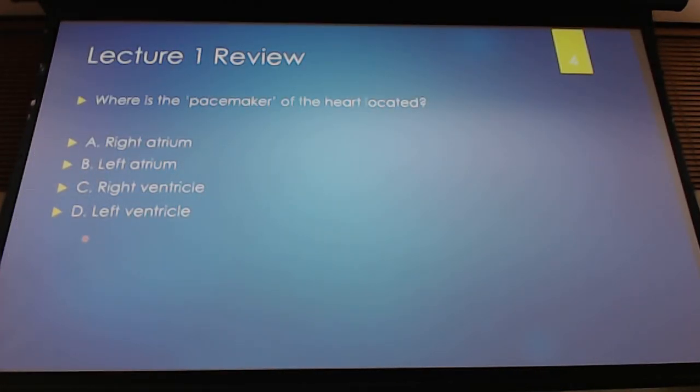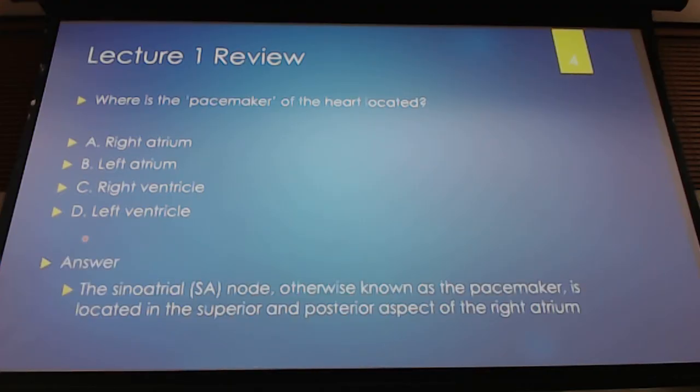Okay? Where is the pacemaker of the heart located? Right atrium, right? Right atrium. And that's from your freshman semester. So we know that the SA node, as long as the heart is functioning correctly, is going to be up in the right atrium.